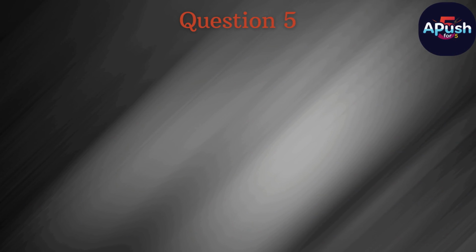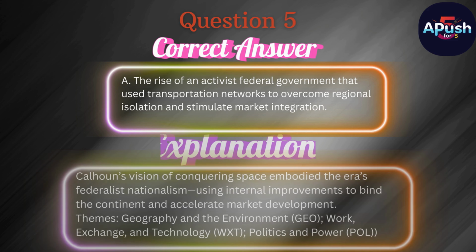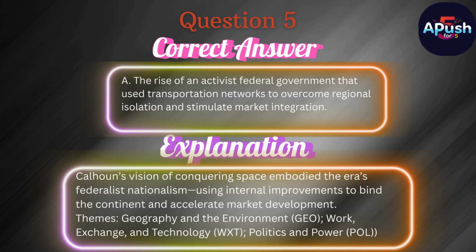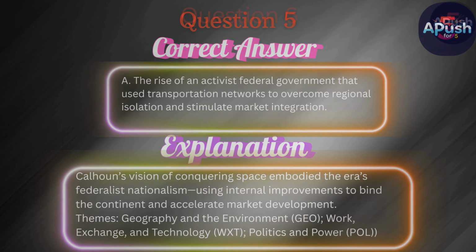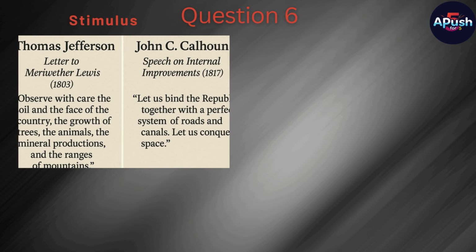The correct answer is A. The rise of an activist federal government that used transportation networks to overcome regional isolation and stimulate market integration. Calhoun's vision of conquering space embodied the era's federalist nationalism, using internal improvements to bind the continent and accelerate market development.